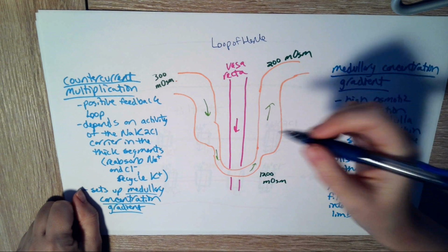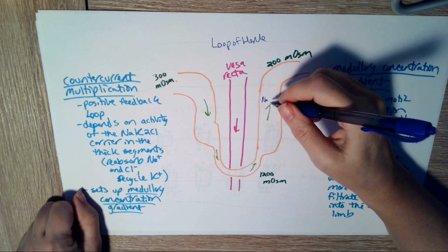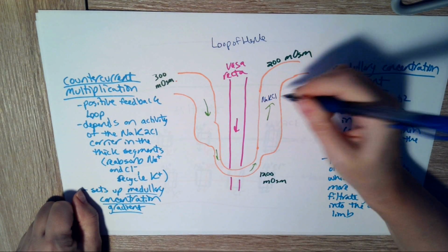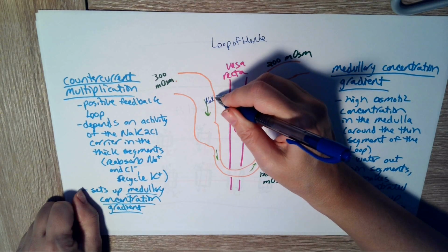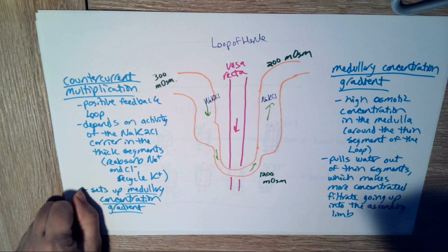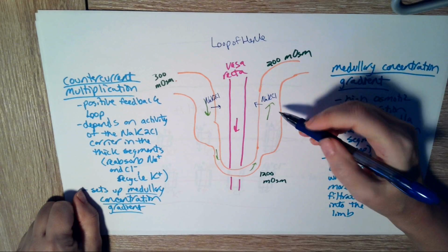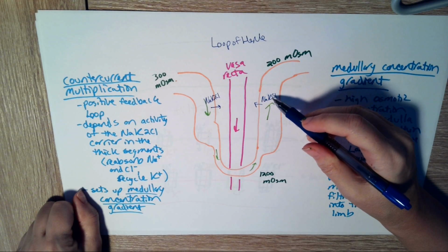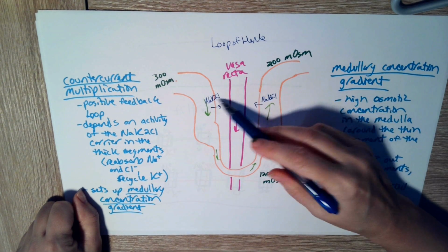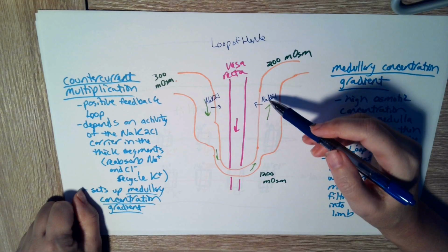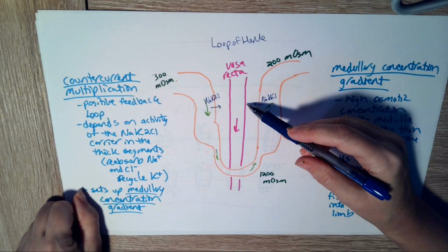Now what happens here? Remember that we have sodium and chlorine being reabsorbed, but we also have potassium. We're going to throw this in. It's something called the NaK2Cl carrier, and that's happening over here too. That means that we are taking out of the filtrate sodium, potassium, and 2 chlorines.